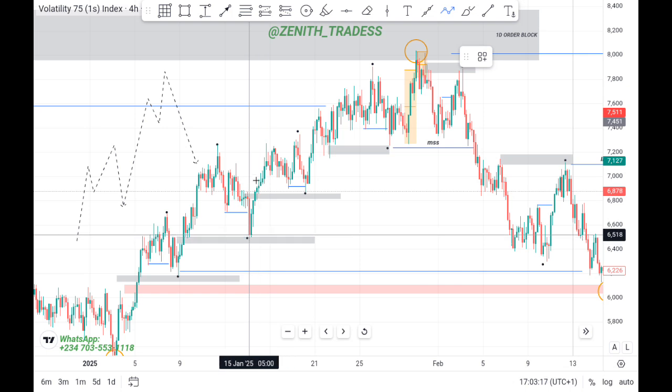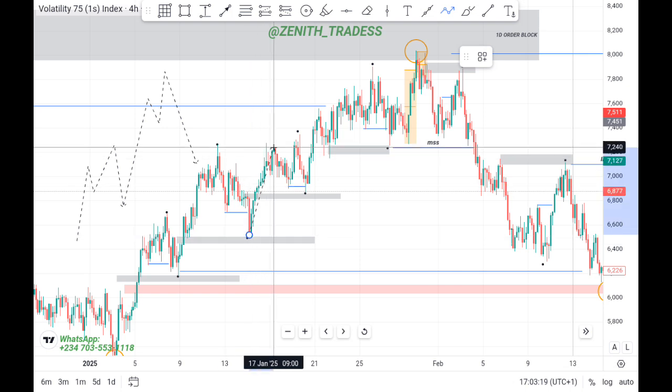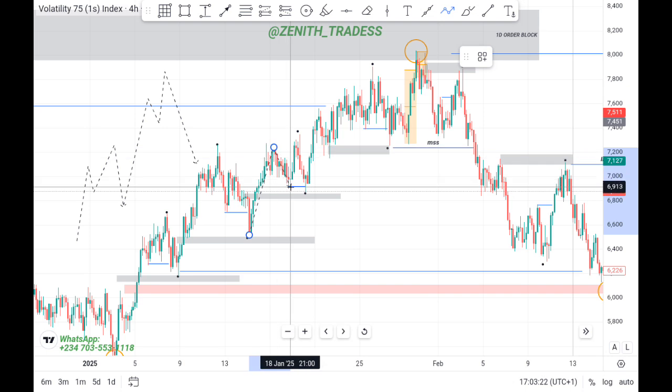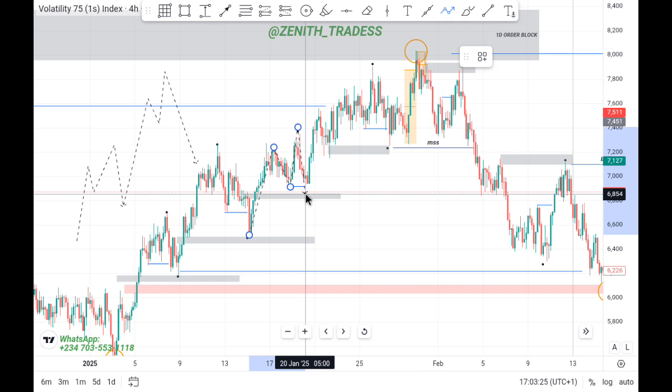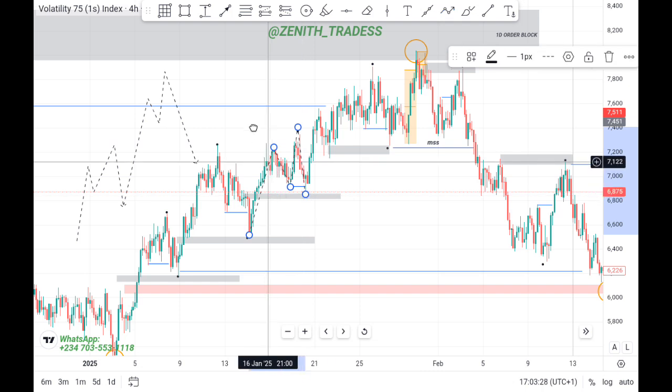Now from here, price created this high. This is a minor high. It created this inducement. Now it created this major high before coming for a strong high formation. Now let me stop here. This is another letter M going up.